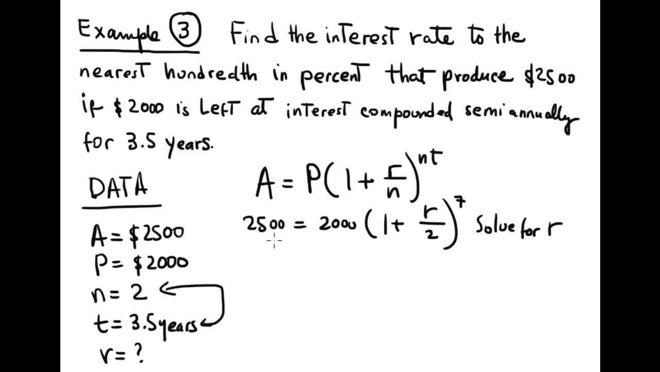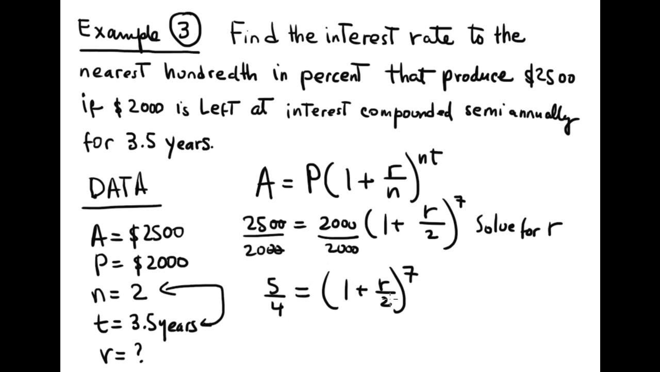Okay, I propose, for example, divide by 2,000 on both sides, so we can cancel it out. Simplified to lowest terms it is 5 over 4, which is equal to 1 plus R over 2 raised to the 7th power. And this is the equation, an exponential equation.